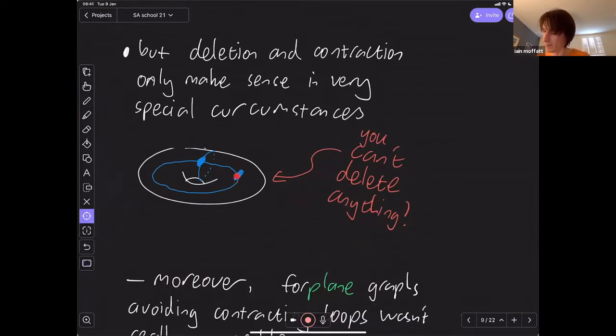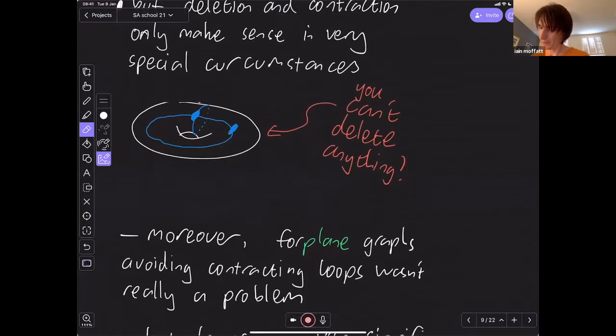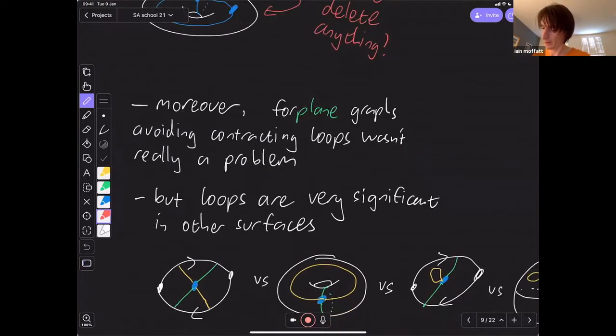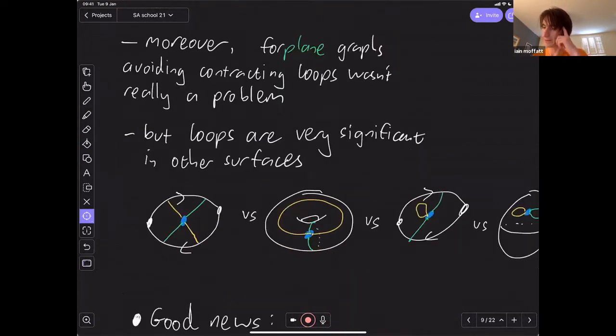Even in a simple example, this graph in a torus, a really simple graph with 3 edges and 2 vertices, I can't actually delete any of the edges. The problem is that if I try to throw one of them away, like maybe this one here, then I've got a graph that is just not cellularly embedded. It doesn't satisfy this faces-are-disks condition.